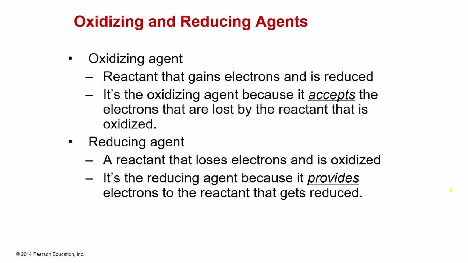And so because of that, we say that the reactant that got reduced is the oxidizing agent, because it is the one that accepted, or let's say took, the electrons that were lost by the other reactant that was oxidized. In the same way, the other reactant lost electrons and was oxidized. But we could think of it as this reactant gave electrons, provides electrons to the reactant that got reduced, and because of that, we call it the reducing agent.